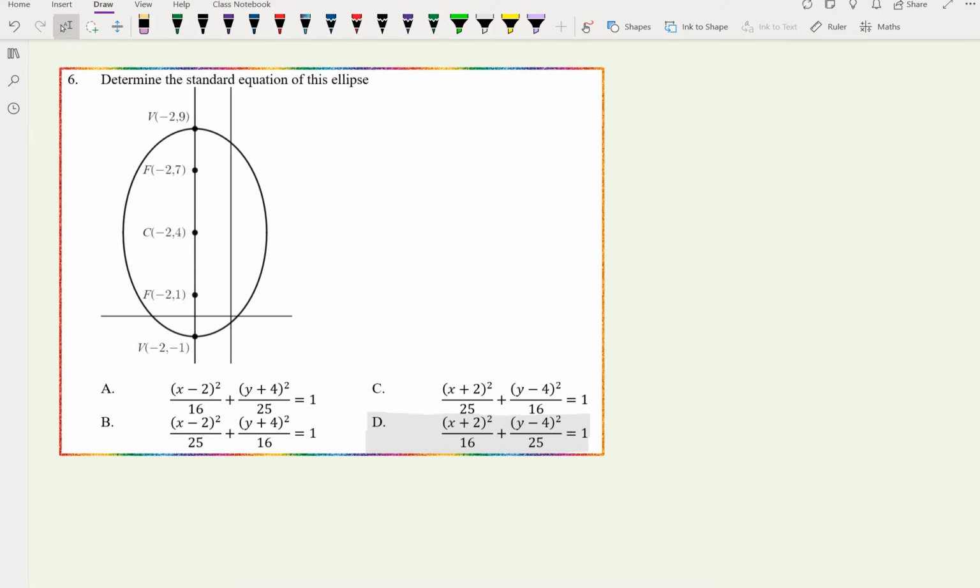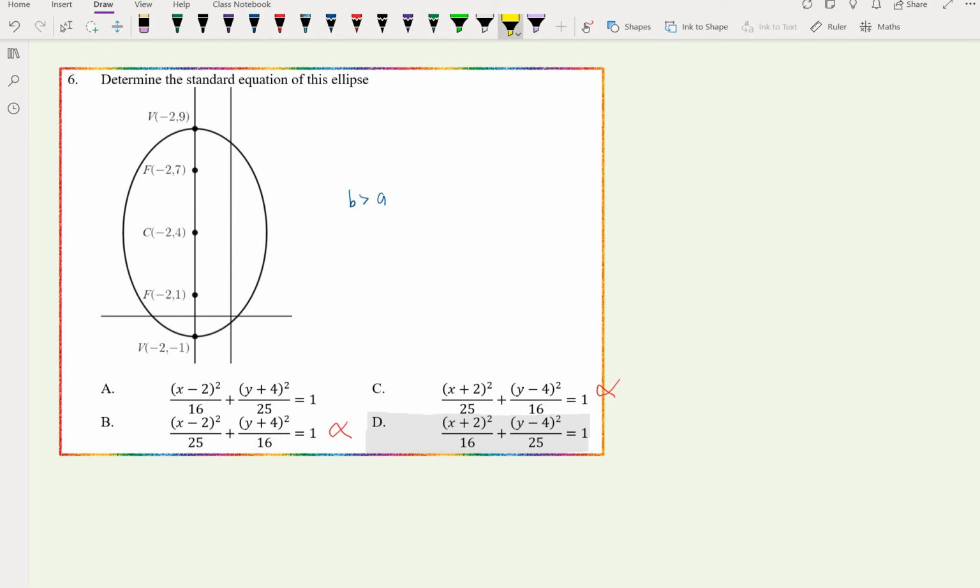So next is question 6. We need to determine the standard equation of this ellipse, where the ellipse's major axis is vertical. Okay, it's going to be parallel to our y-axis. So from here, what you can remember is B is always greater than A. From there, we can eliminate a couple of different answers, so answer B we will reject and answer C we will also reject.